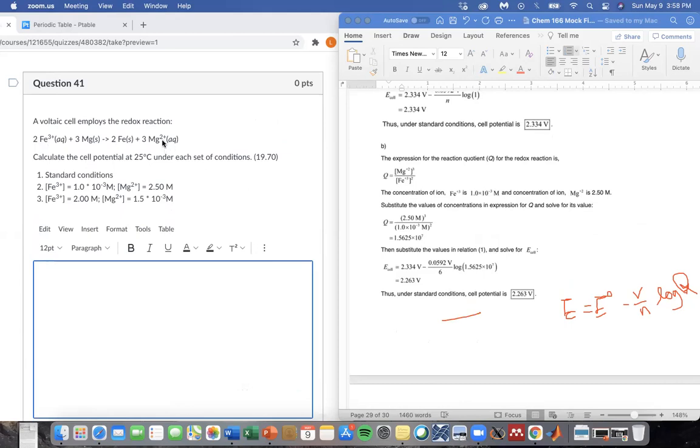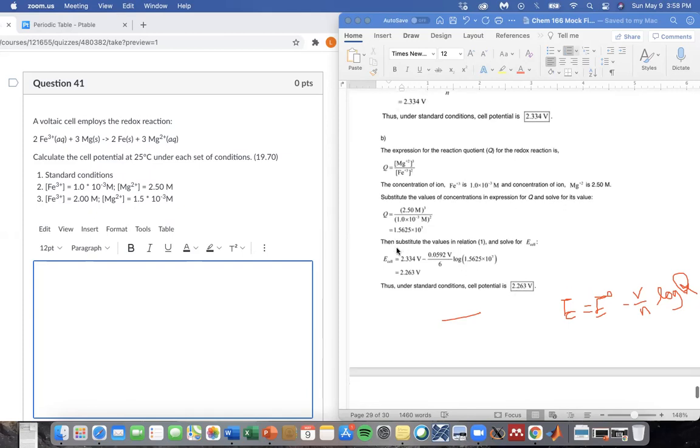And so you only incorporate the aqueous ones into the Q expression because solids do not get put into equilibrium expressions. And so you would do 2.5 molar cubed divided by 1 times 10 to the -3 molar squared. And so you get a Q value of 1.5625 times 10 to the 7th. And you would plug it into the same expression as above, and so you would get 2.263 as your voltage.